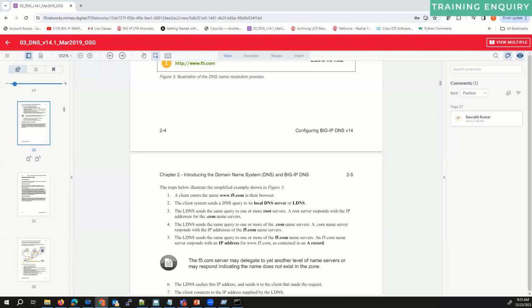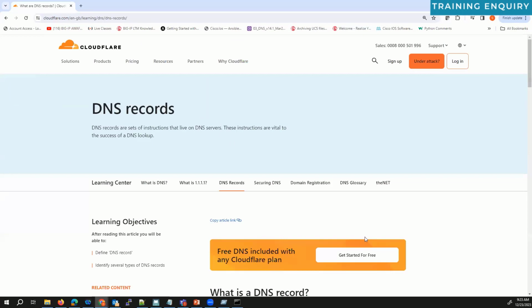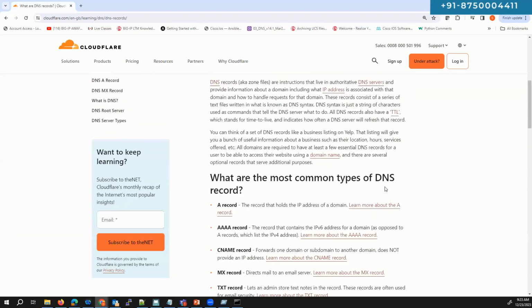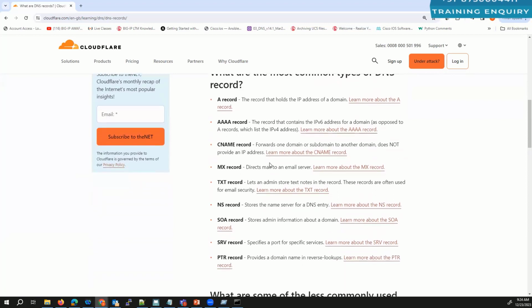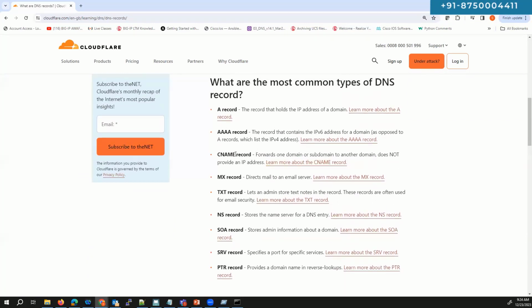All right, guys, I have got one document from Cloudflare, which I can probably use to explain the names. So these are the most common types of DNS record that we use. Ideally, in most cases, we need to focus on A, 4 times A, and CNAME. These are the most common entries that we create on the DNS server.